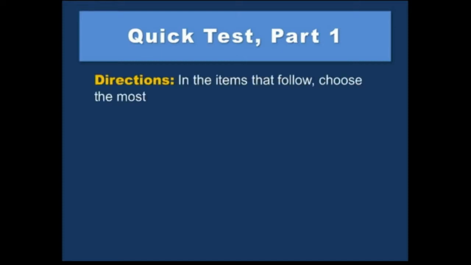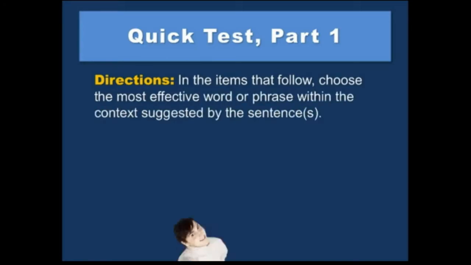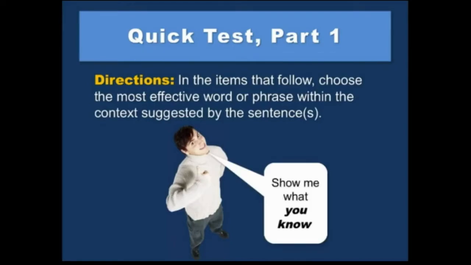We're ready for our quick test. If you'd like, you can go back to the beginning of this video and go through it again in order to review and strengthen your skills before you take this test. You also have a handout on coordination and subordination that you can take either along with this test or use after in order to strengthen your skills at that point. So on the test, in the items that follow, choose the most effective word or phrase within the context suggested by the sentences.